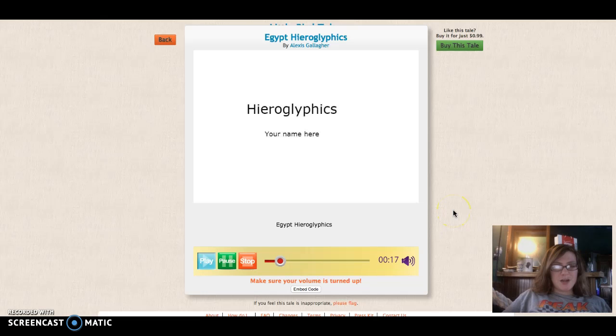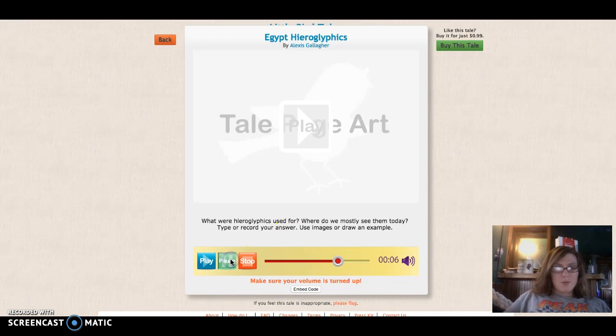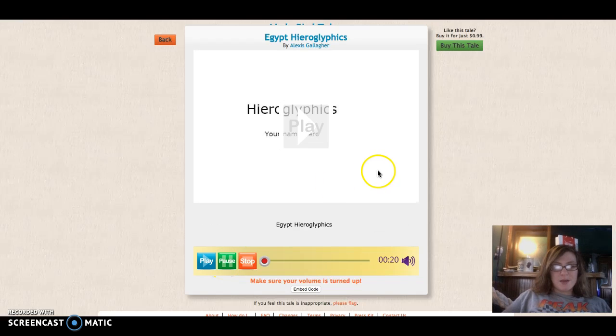It's on Egyptian hieroglyphics. It takes the student step by step on what the instructions are. So what are hieroglyphics? Type or record an answer and use images. Draw an example. And the second is, what were hieroglyphics used for? Where do we mostly see them today? Type or record your answer, use images or draw. And then the last one is, what else do you know about hieroglyphics? Share your thoughts. Again, type or record your answers and use images or draw an example.